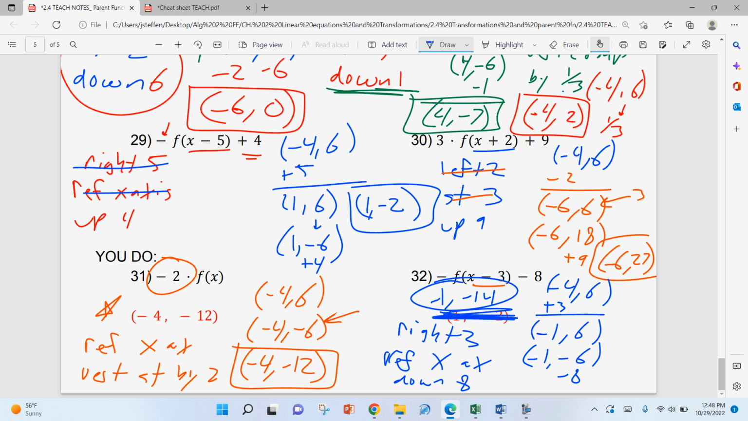I wonder what I did. I wonder if I moved it down before I reflected. You have to reflect it before you move it. So I bet you that's my mistake. I bet you I moved it first and then reflected. You do the right and left first, but then you have to go to the reflection and vertical stretches and compresses before you go up or down. You have to do it in that order from the inside out.